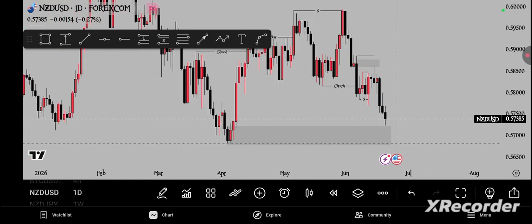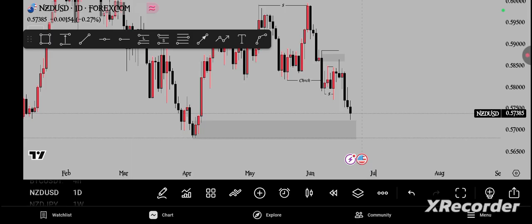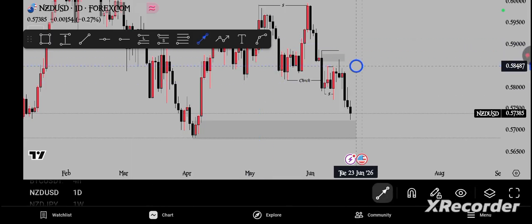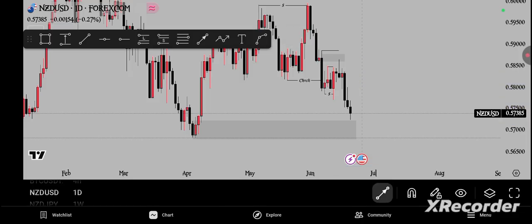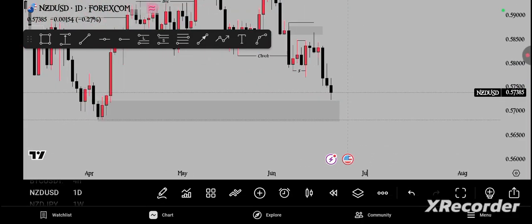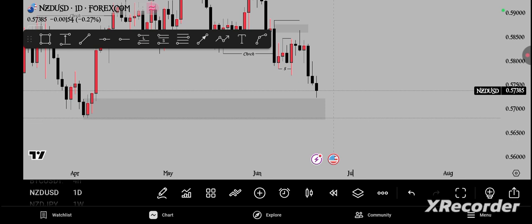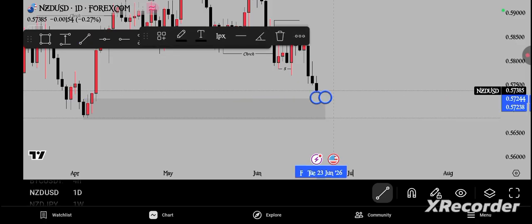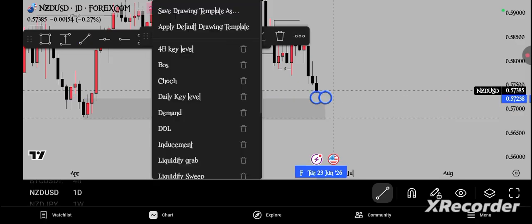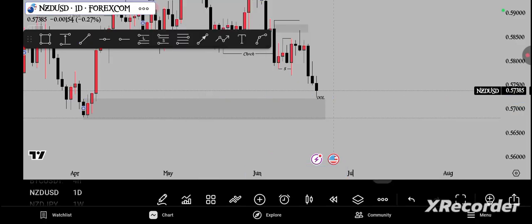If you look, we have been bearish on the daily time frame. So our bias is what? Bias is bearish. So we have been selling. NZDUSD has been selling. So naturally, our draw on liquidity will be this low, this previous day low.